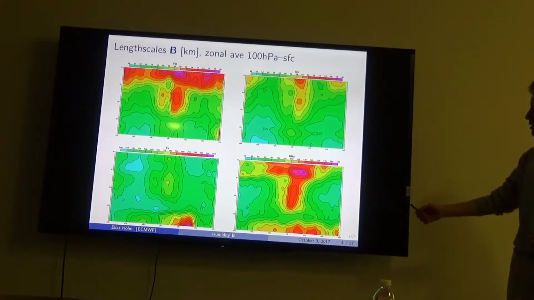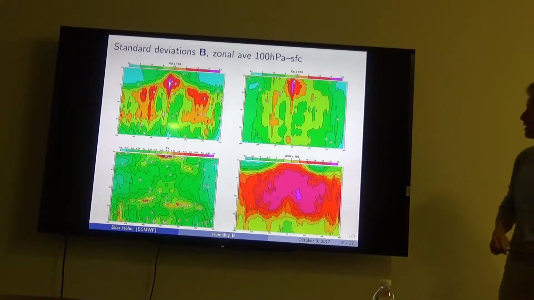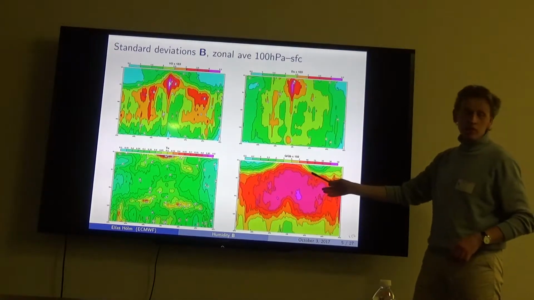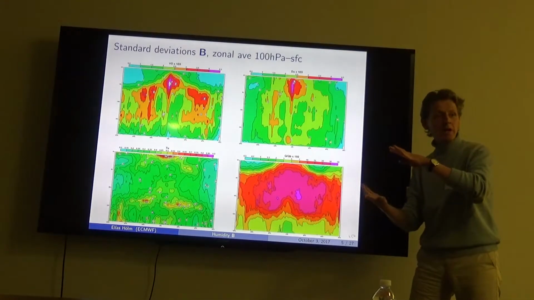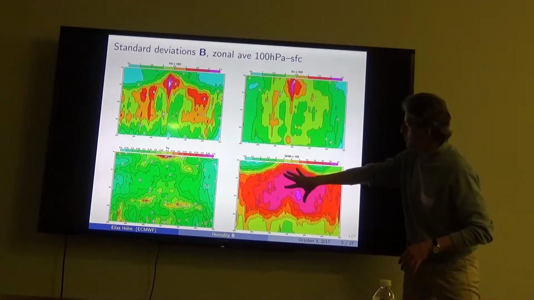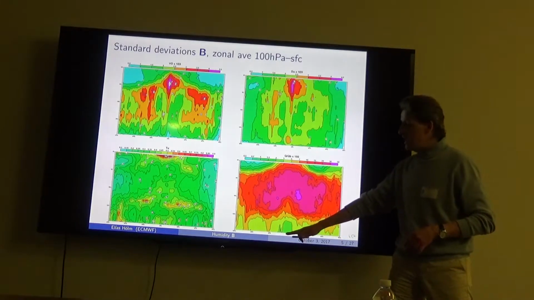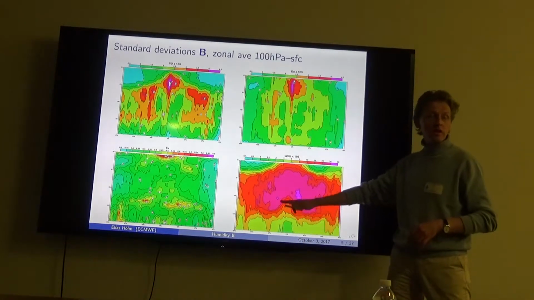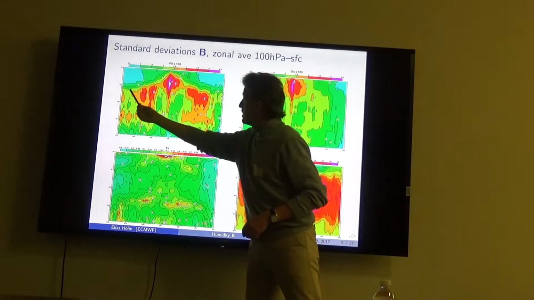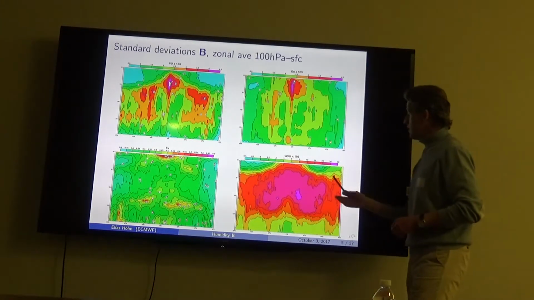Okay, next one. Now we're going to look at the standard deviations. Same thing, zonal average: vorticity, divergence, temperature. And here, instead of relative humidity, I showed Q divided by Q background, so this is in percentage. This peaks at about 50% here. I did it like that because otherwise there's too much variation in the relative humidity errors that you wouldn't see the whole picture. It's nice that we see the Tropics in vorticity and in humidity as well.